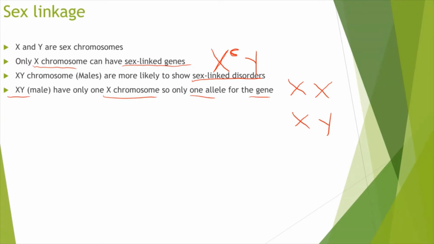X-linked disorders are mostly recessive, so for a female to have that sex-linked disorder, we would require both of the alleles to be lowercase, both of them recessive. As with the previous example, I'm just going to use the letter C. So we would have to have both lowercase c to have that condition. Now if we had a capital C, then the female would not have that condition.